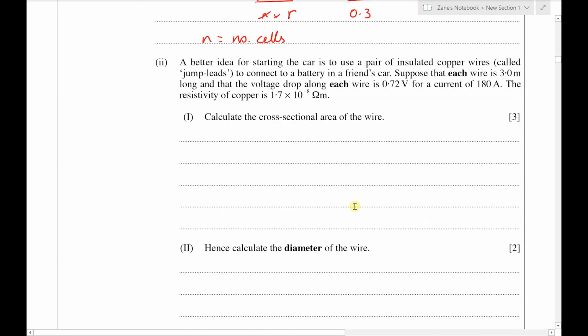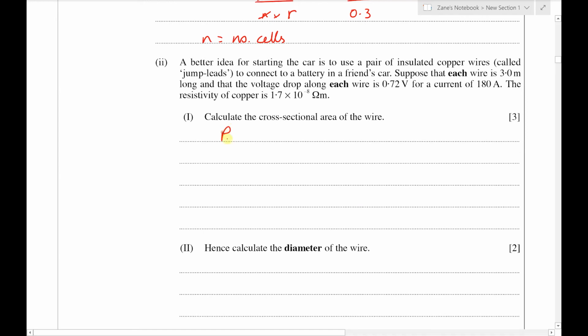For part 2, a better idea for starting the car is to use a pair of insulated copper wires, your jump leads, to connect your battery to a battery in a friend's car. And suppose that each wire is 3 meters long and the voltage drop across each wire is 0.72 volts for a current of 180 amps. And the resistivity of copper is 1.7 times 10 to the minus 8 ohm meters.